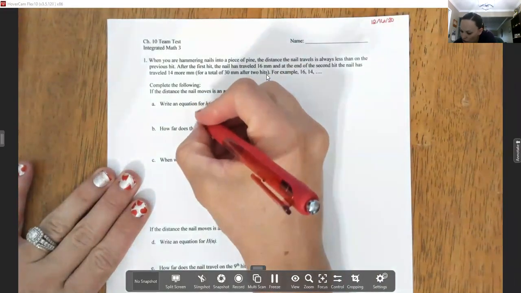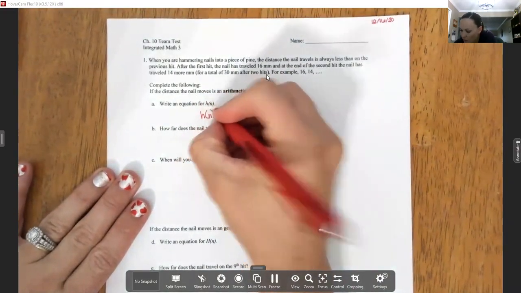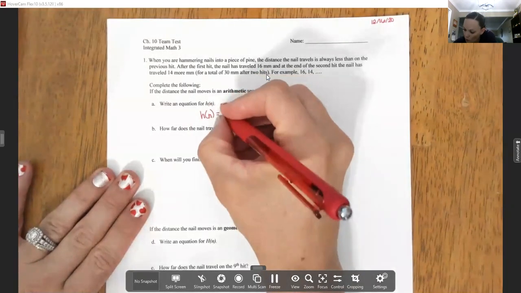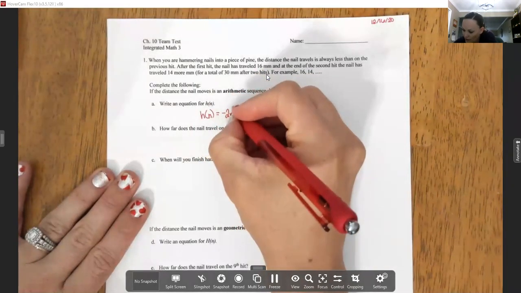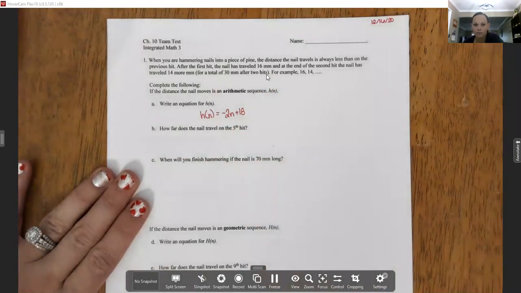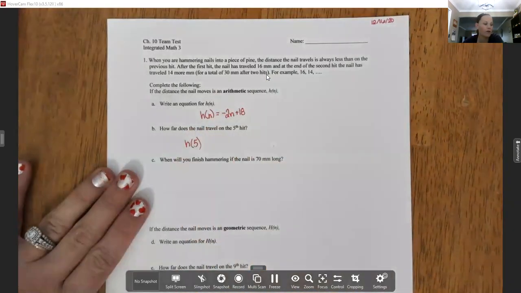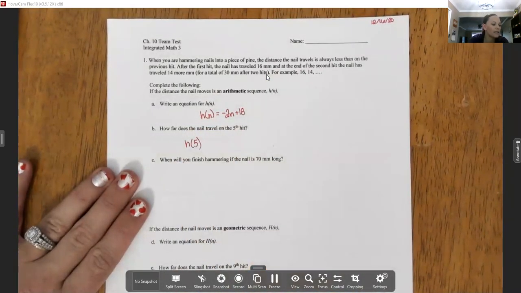Your equation here for the sequence, since we would be subtracting by 2, would be negative 2n plus 18. Part B, they would just want you to find h of 5. I'm not going to do that. What part C asks is, when will you finish hammering if the nail is 70 millimeters long?